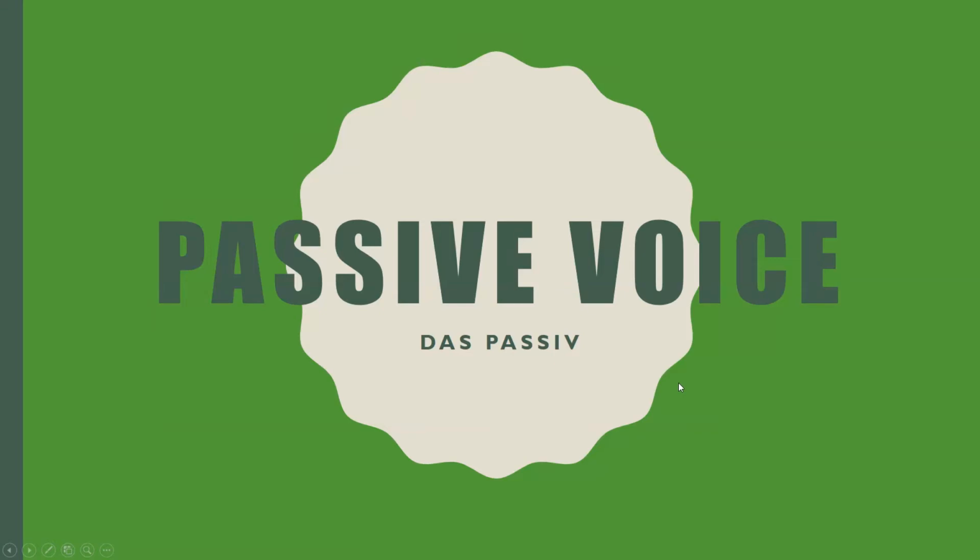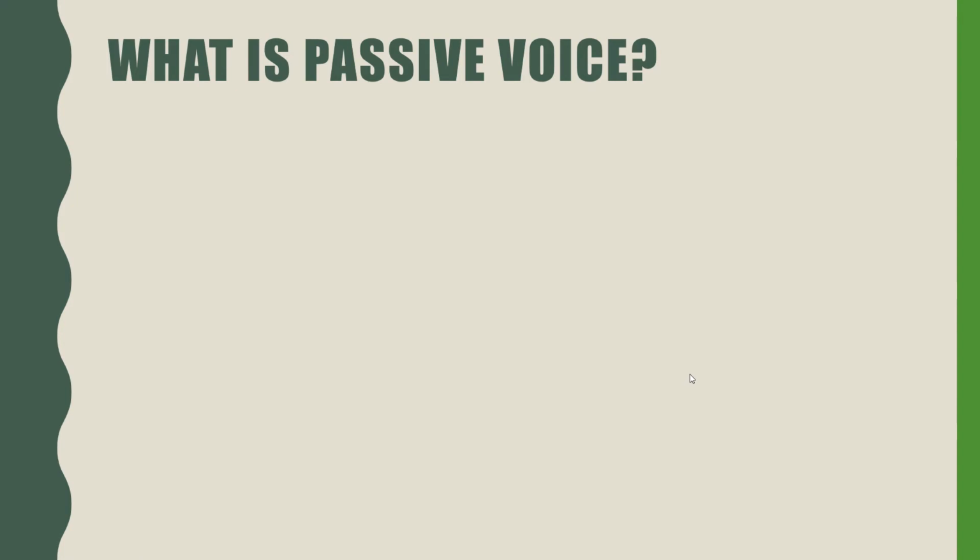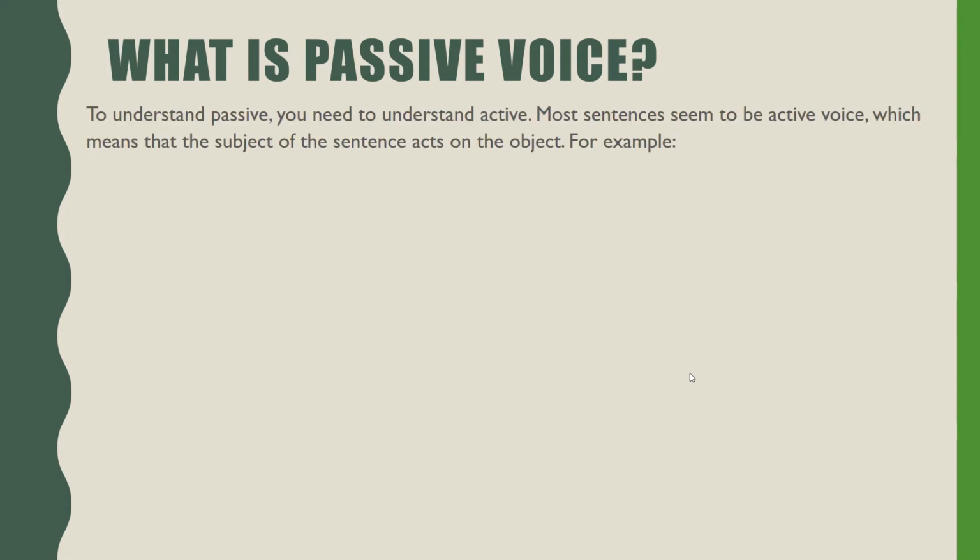This video is about passive voice, das Passiv. What is passive voice? To understand passive, you need to understand active. Most sentences seem to be active voice, which means that the subject of the sentence acts on the object. For example, he does the homework.